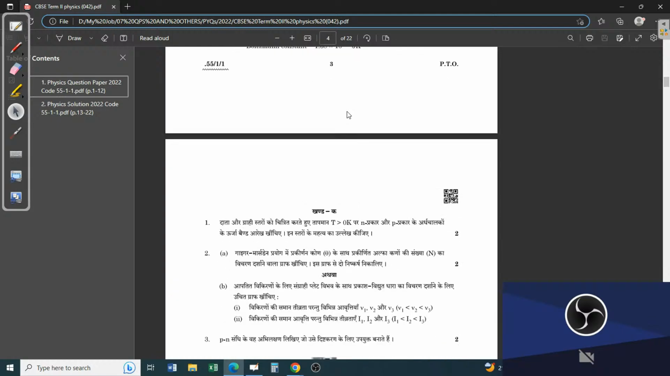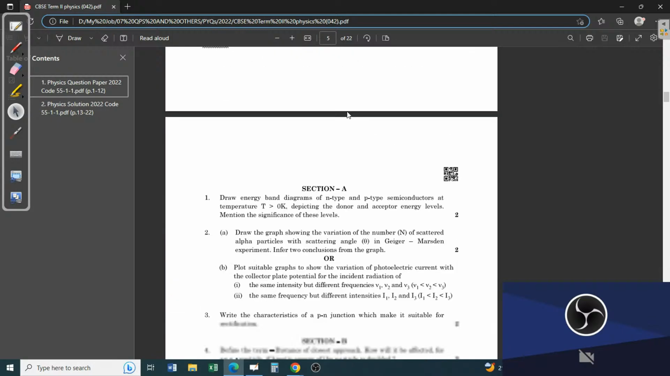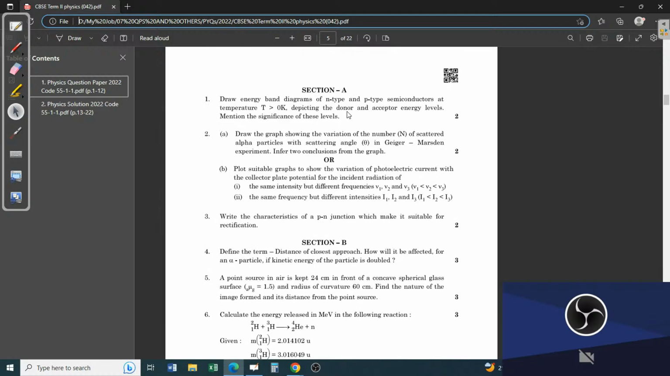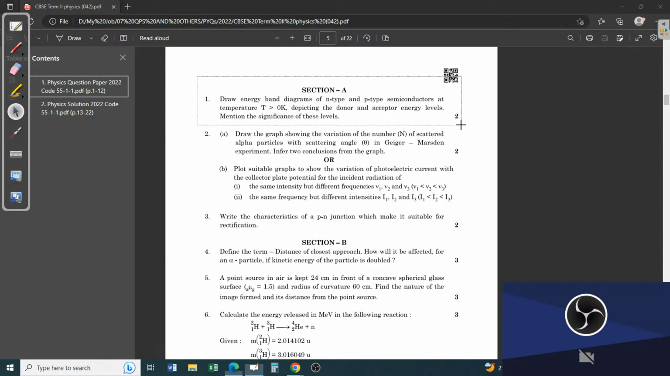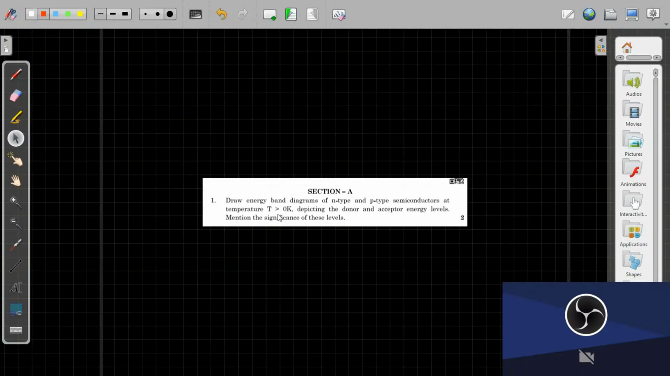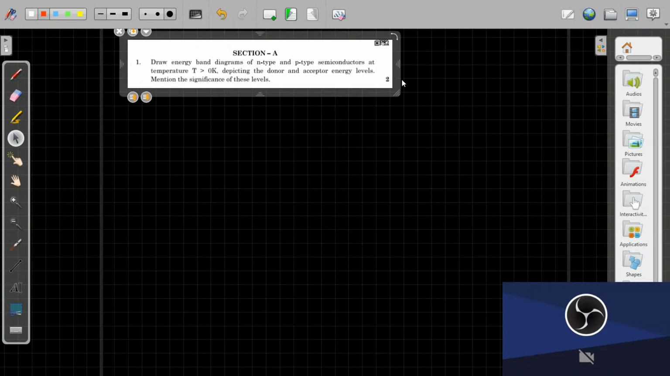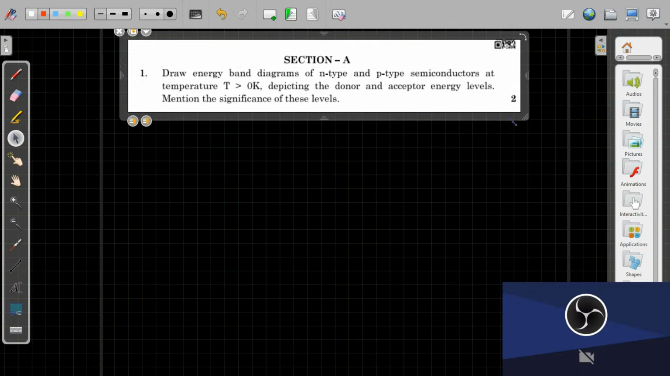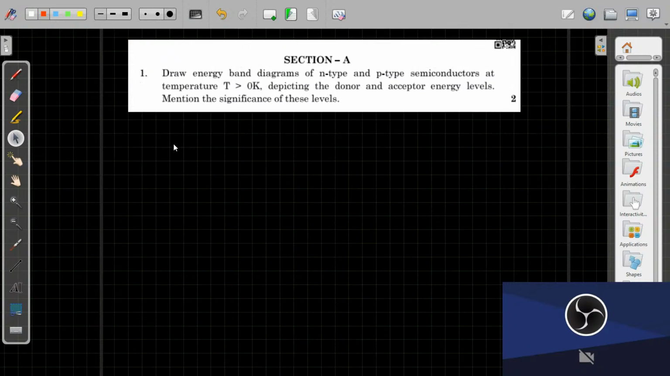I'll try to share as much technique as possible to solve these questions. So the first question is: draw the energy band diagram of N-type and P-type semiconductors at temperature T greater than 0. So as you know, let us revise also.